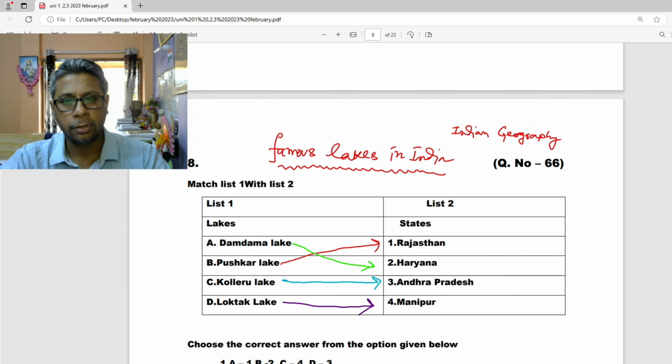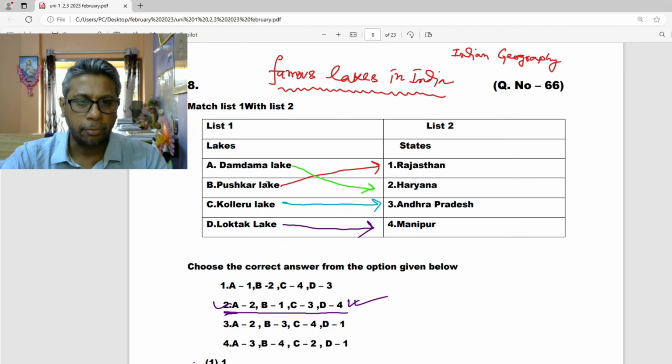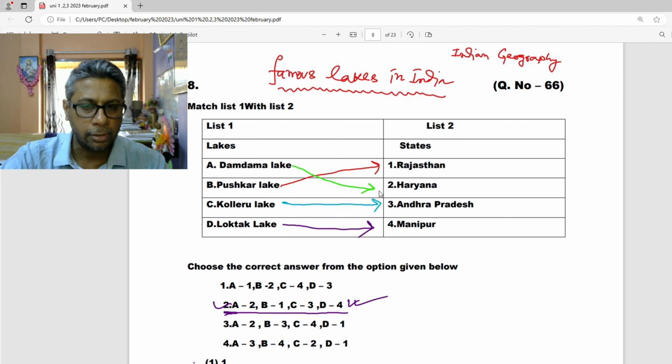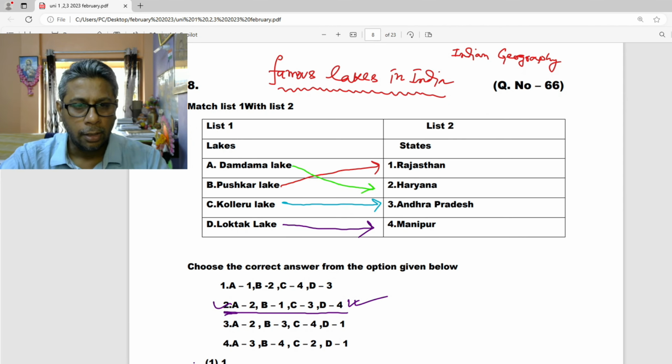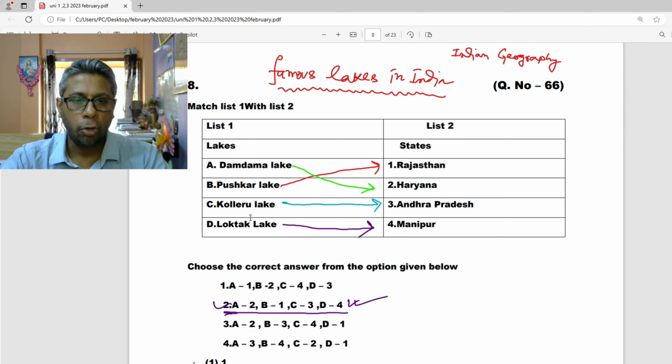Next question, also based on geography, Indian geography, famous lakes in India. The first option, Damdama Lake, is situated in Haryana. Pushkar Lake, the famous lake, is in Rajasthan. Third, Kolleru Lake, another famous lake, is in Andhra Pradesh, and Loktak Lake is in Manipur. So, option number 2 is the correct one.